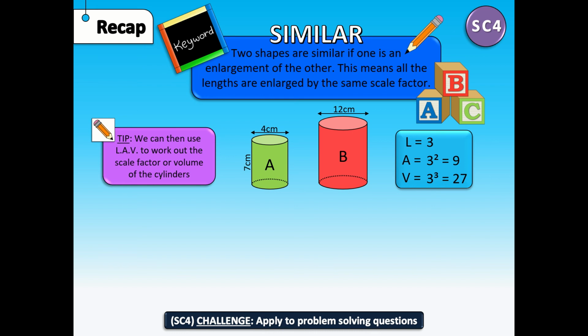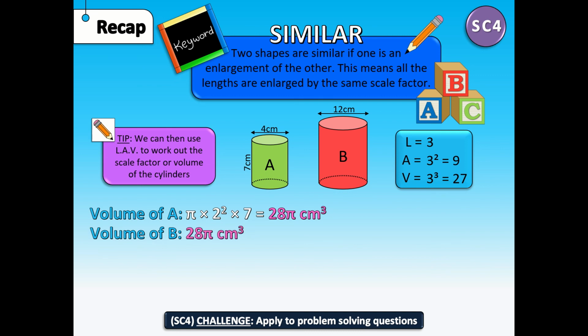So we can use these scale factors to find the volumes. The volume of A would be 28 pi centimeters cubed. Then for the volume of B, we times the volume of A by 27. So the volume of B is 756 pi.